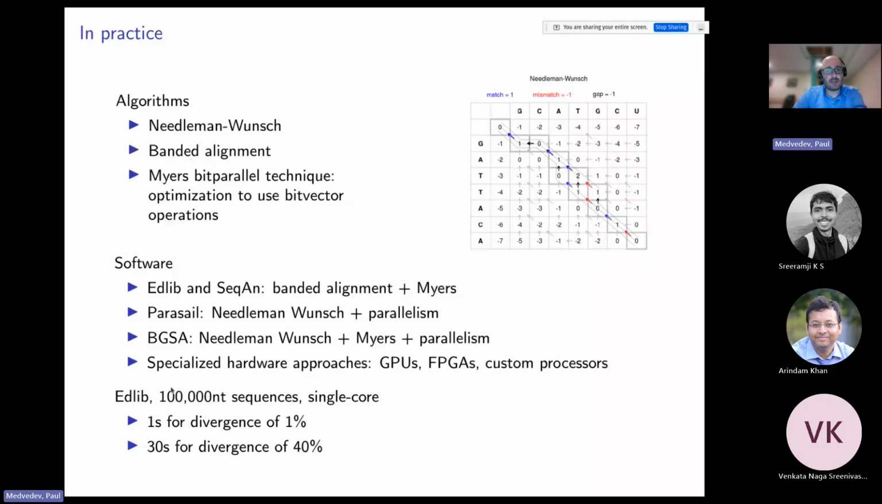Just to give you a sense of the runtime, the fastest that I observed, edlib, if you take 2 sequences of 100,000 nucleotides, takes between 1 and 30 seconds to compute the edit distance. Maybe that's not a lot if you have a few sequences to compute, but if you imagine that you have thousands of pairwise comparisons you want to do, then this is going to be very slow. So it's still an important problem to speed up.